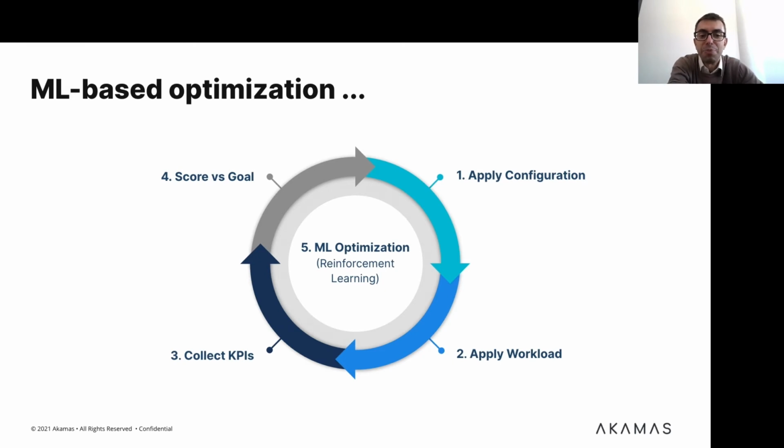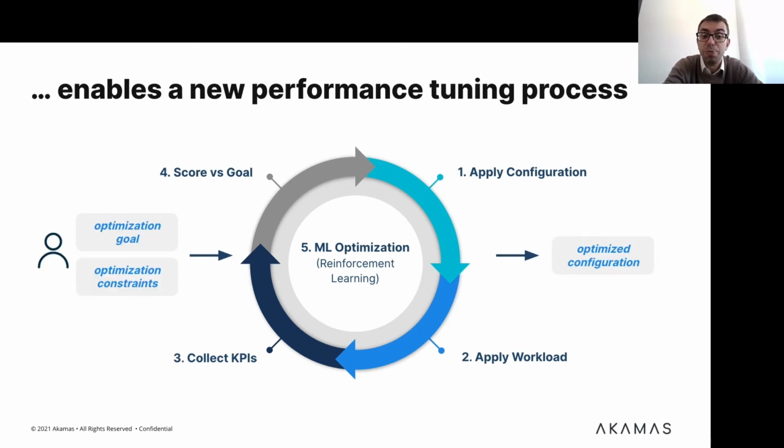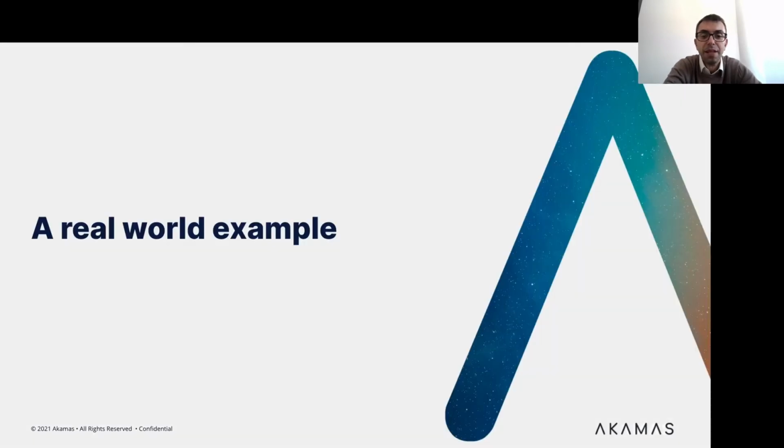This automated process enables a new performance tuning process where the user defines the optimization goals and constraints and then lets a machine learning-based optimization automatically identify the optimal configuration. Let's see how this approach works in practice with a real-world example.